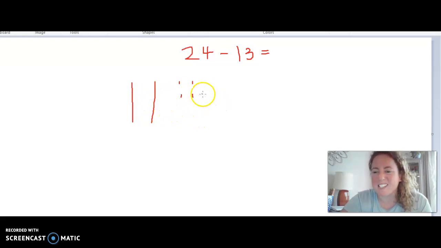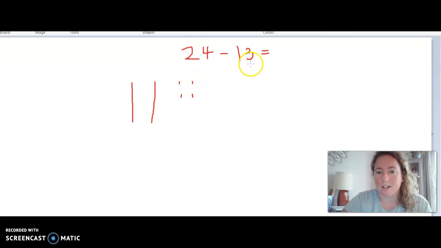These are called quick base 10 blocks because I'm not worried about making every little individual cube. These you just make little dots. That way you can do it quickly on your paper. So when we subtract, I don't need to draw the number 13. I'm going to cross out 13.